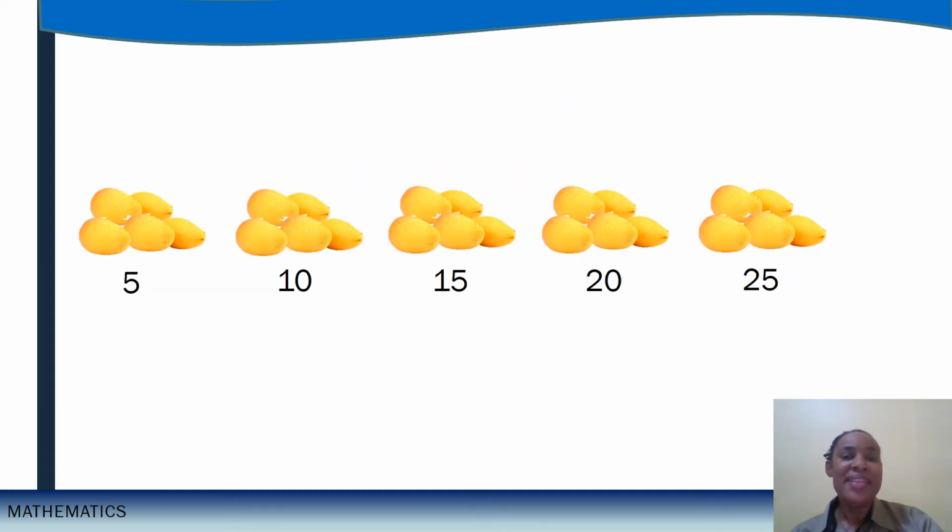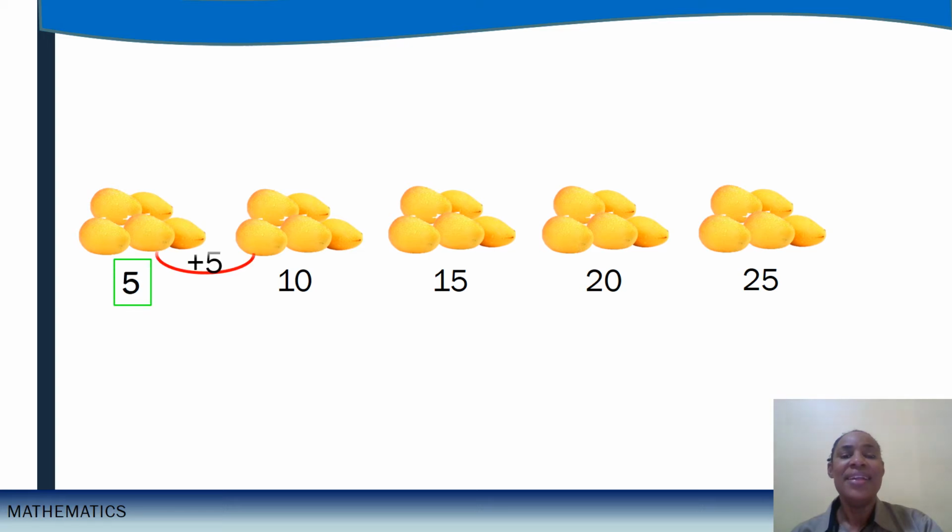Boys and girls, now it's time to look at the way Adrian counted his mangoes. I want you to look at the way he counted his mangoes and tell me if you observe a pattern. Great going, boys and girls. If you said Adrian counted by 5 or he added 5 each time, you are correct.